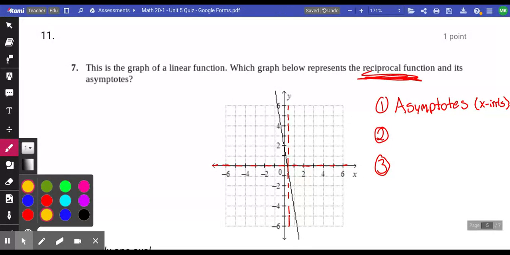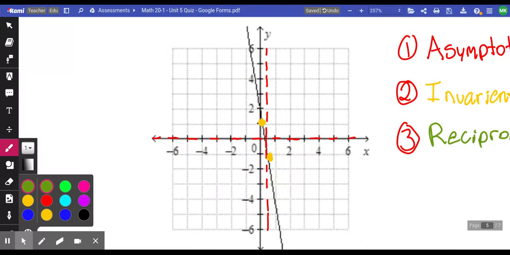The second step is to always put your invariant points. Invariant points happen at y equals positive or negative 1. So an invariant point is right there. Invariant point is right there. The third step is then to reciprocate. When you reciprocate this thing, you put your pencil on your invariant point and you go towards the asymptotes, like that.